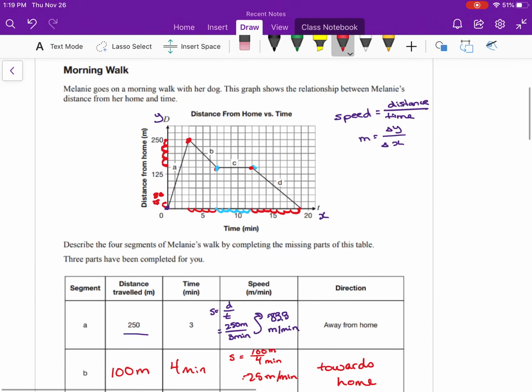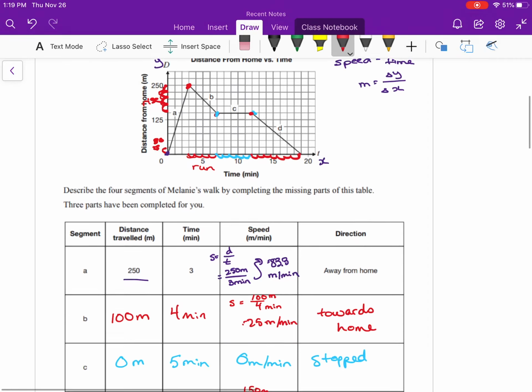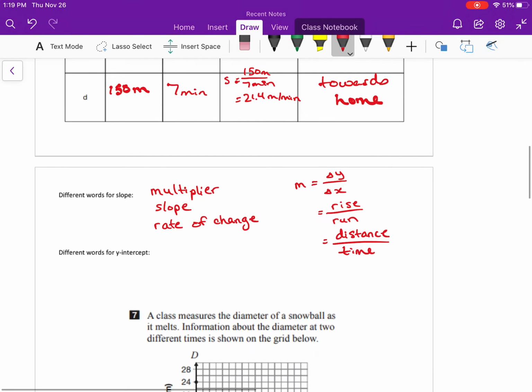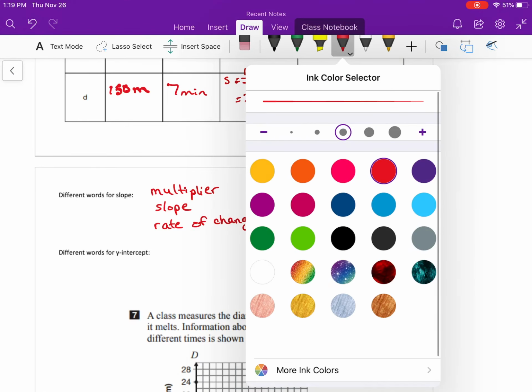That's basically what we're doing up here, right? When we were counting these right here, that was like counting the rise. And then when we were counting across for the change in x, or the change in time, that's like the run. So it's just different terms for the same thing. And lastly is that speed application that we just saw, distance over time. Different words for y-intercept that we've been using.